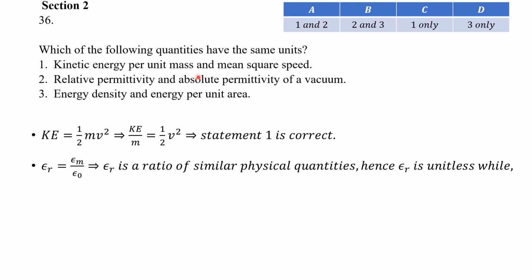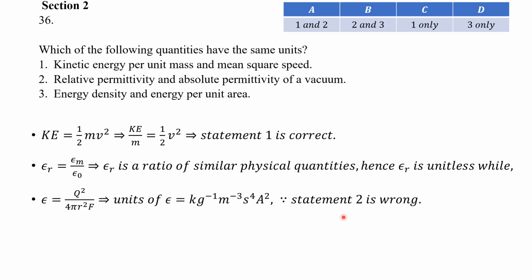Relative permittivity and absolute permittivity of a vacuum. Relative permittivity is the ratio of the permittivity of a medium to that of free space. So relative permittivity is a ratio of similar physical quantities, hence it is unitless. Now, permittivity itself you can get from Coulomb's force equation: Q squared over 4 pi r squared F. So you get a unit of permittivity as per kilogram per meter cubed second to the power 4 ampere squared. So statement 2 is wrong. Relative permittivity has no unit, but absolute permittivity of a vacuum has a unit, so they don't have the same unit.